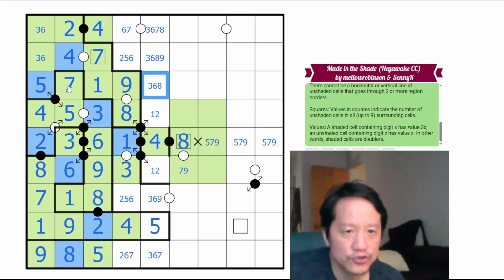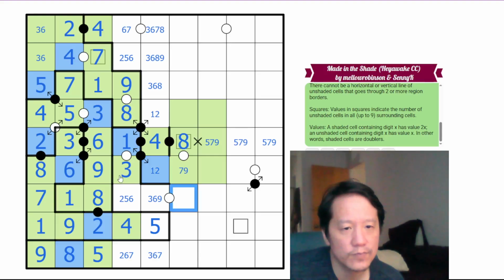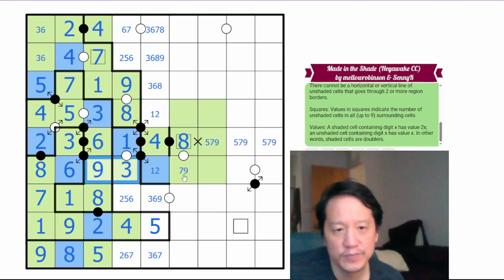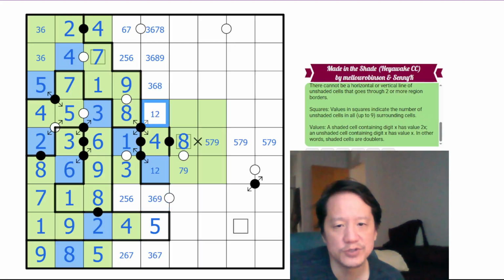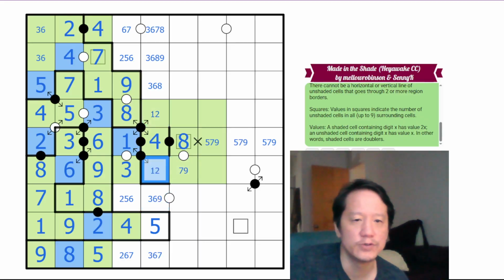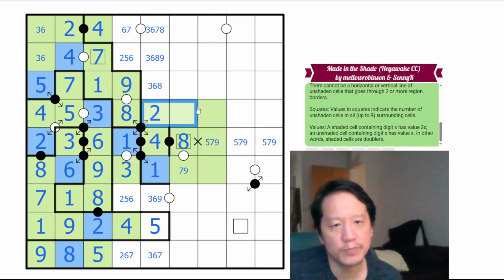Heiawake. 2. This is 2 borders, so this must be blue. Sorry, 1 border. This must be blue. Because that's a second border. That's why it's 2 borders there. So this is blue, this is green, which means this is 1 doubled. This is 2. There cannot be borders here and here.